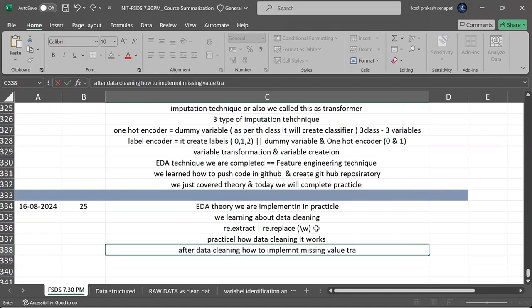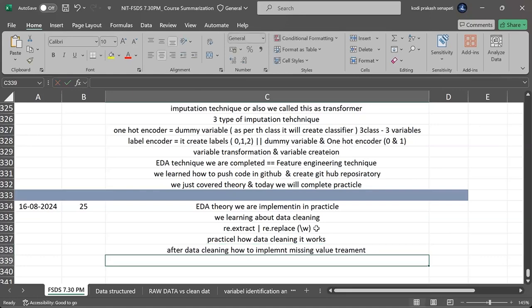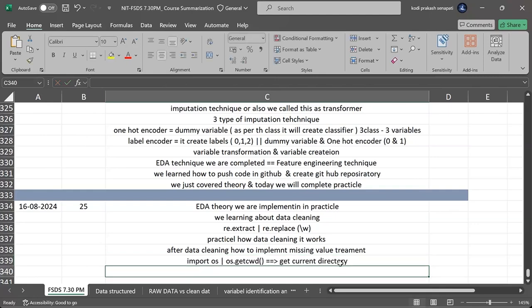After data cleaning, we learned how to implement missing value treatment, isn't it? We applied the practical as well. All right. And then we learned import os and os.getcwd. What exactly does this mean, guys? It means get the current directory. We understand this, all right?